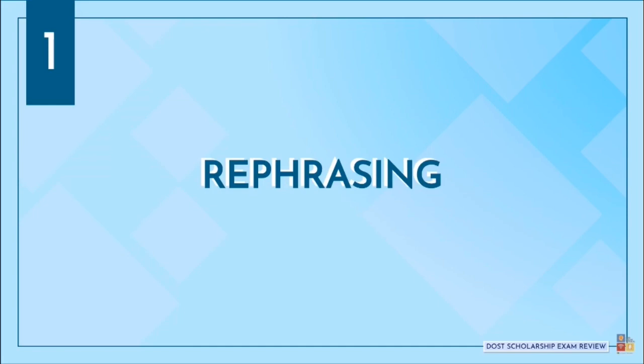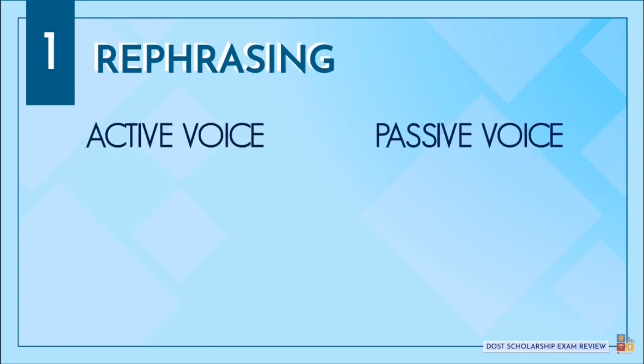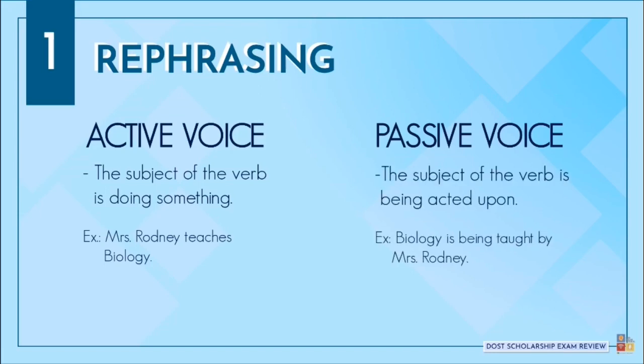The verb can have two voices. It can have an active voice or a passive voice. In the active voice, the subject of the verb is doing something. Example: Mrs. Rodney teaches biology. In the passive voice, the subject of the verb is being acted upon. An example of this is: biology is being taught by Mrs. Rodney. Okay, so we can rephrase the sentence by changing the voice of the verb.